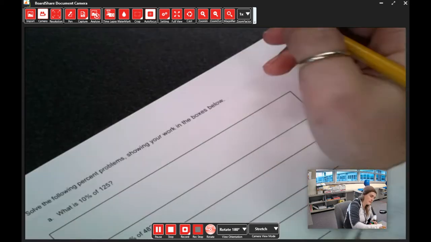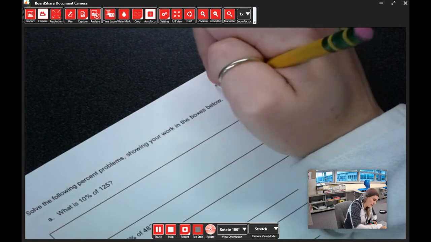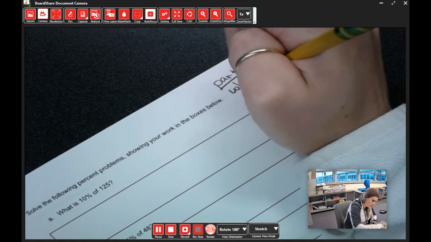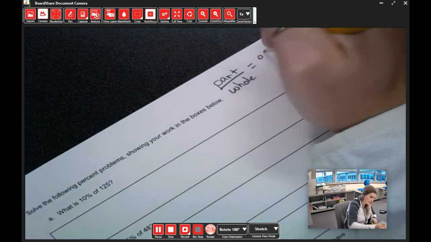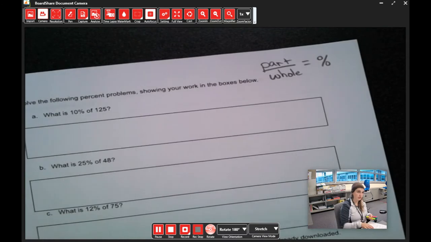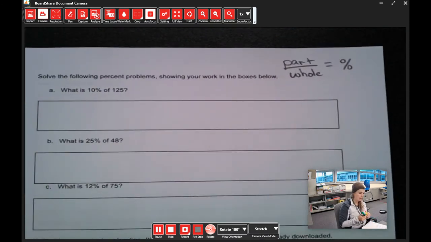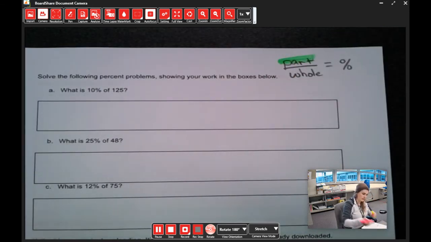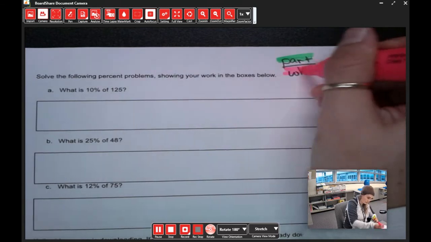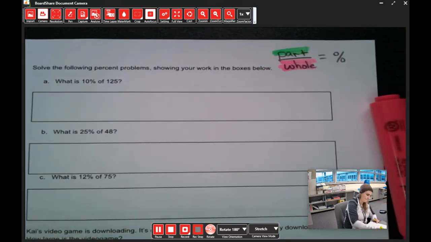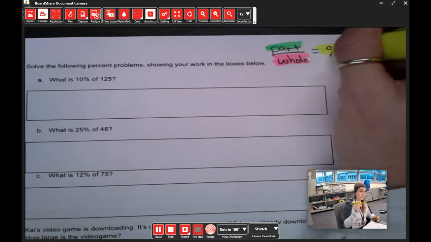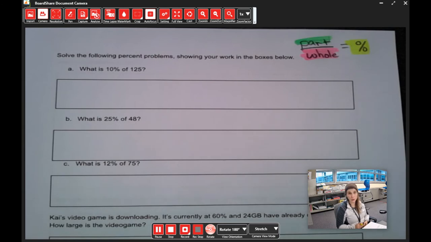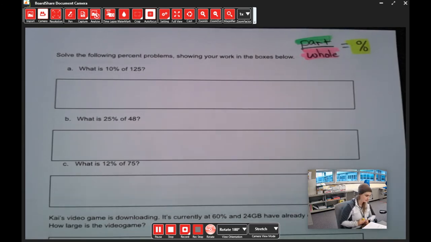And as we've talked about before, we have a percent problem, so we're going to have a part, a whole, and a percent for all of these. And you know, Ms. J, I am going to be color coordinating all of it. So, solve the following percent problems, showing your work in the boxes below.